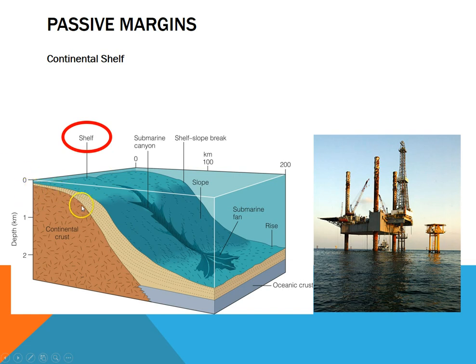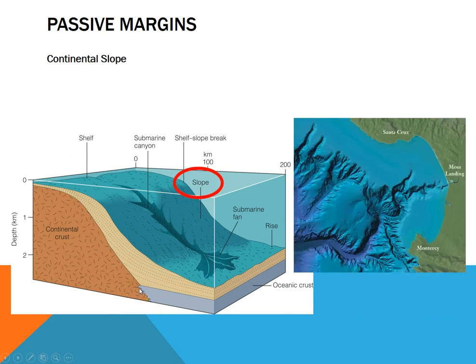Now, because there's a big drop off, you can see the side of the continent. This is what's known as the continental slope. The continental slope marks the transition between continental crust and oceanic crust. And sometimes it's a pretty steep drop off. And what happens there is you get some pretty cool stuff.